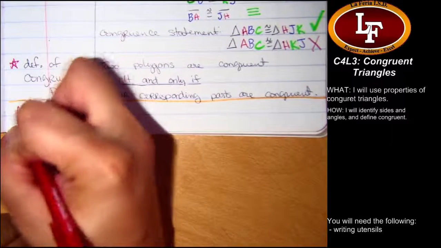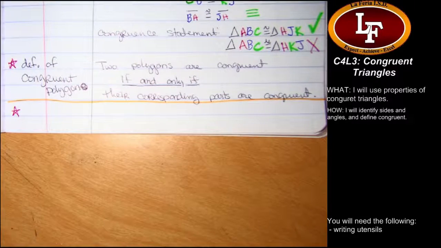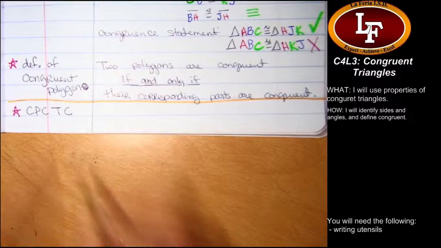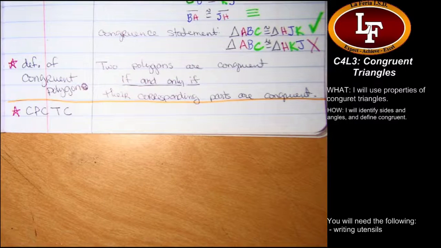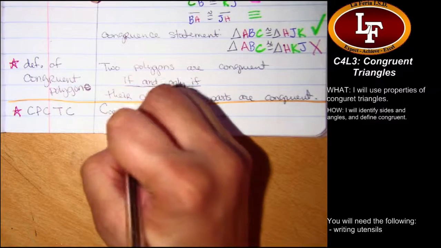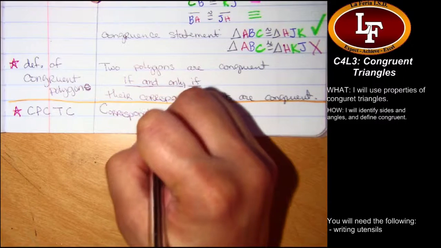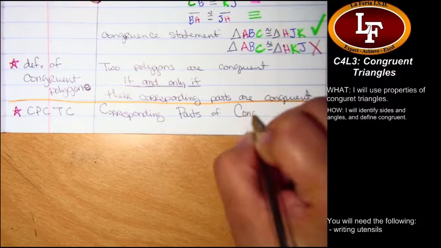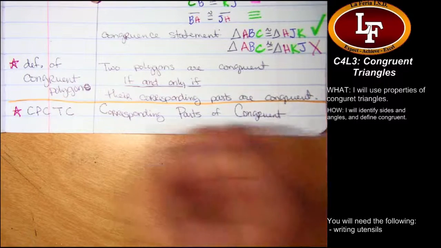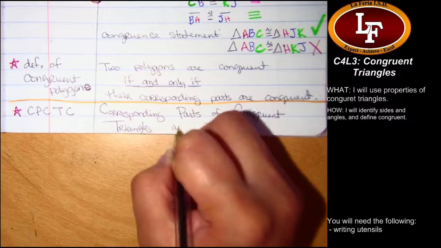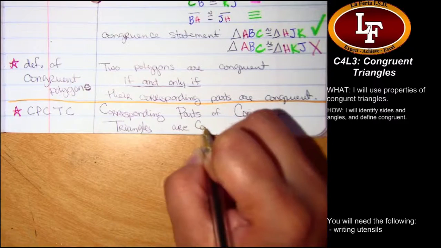Now this definition leads us to the very last thing for this part of today's lecture, which is this. It's not a word. It stands for this: Corresponding parts of congruent triangles are congruent.